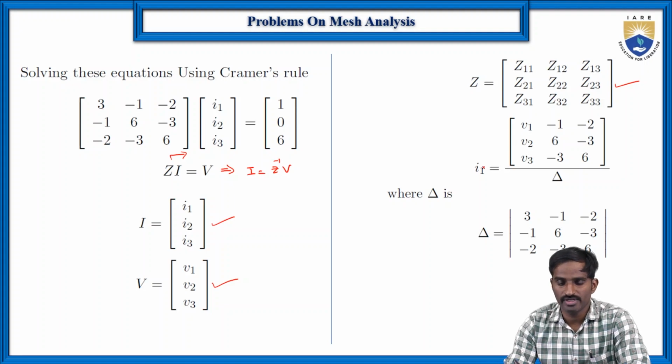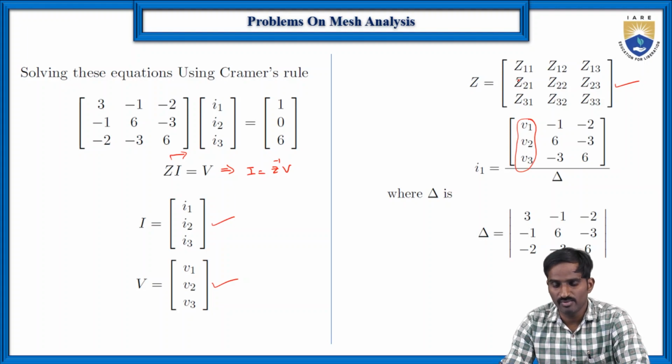So first, if you want to find I1, then you have to replace the first column with the values V1, V2, V3. Then substitute the values of V1, V2, V3 and find the determinant, divided by delta. Here delta is the determinant of the Z matrix. So this is the determinant of the Z matrix.